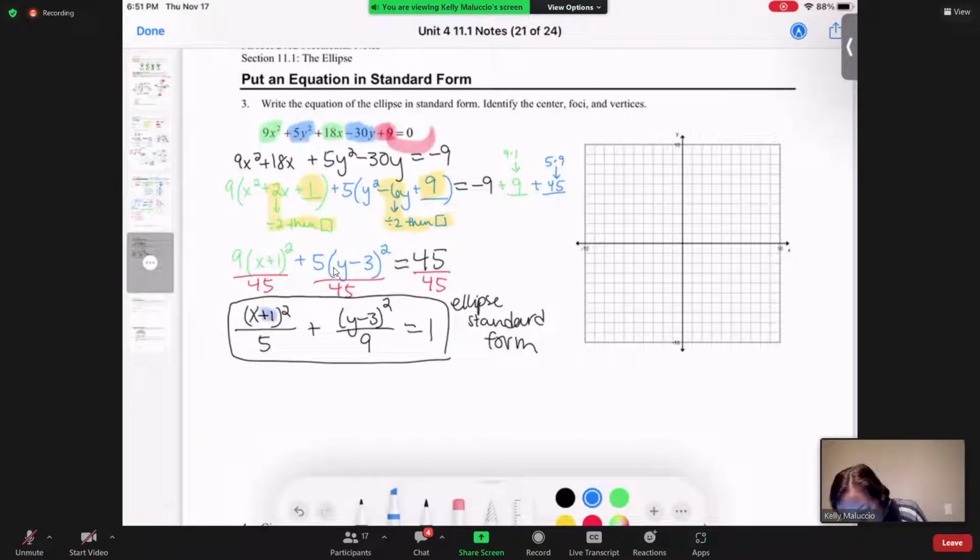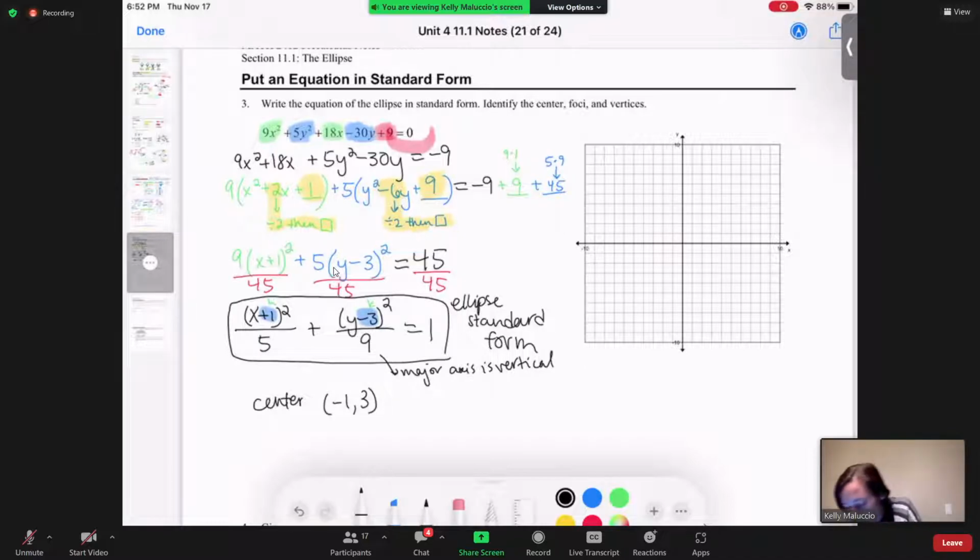So I have a plus 1 and a minus 3 here. Remember, this was my h and my k, right? So my center is at (-1, 3). Then I see 5 and 9. So a squared is 9, and 9 is bigger than 5. That means my major axis is vertical.